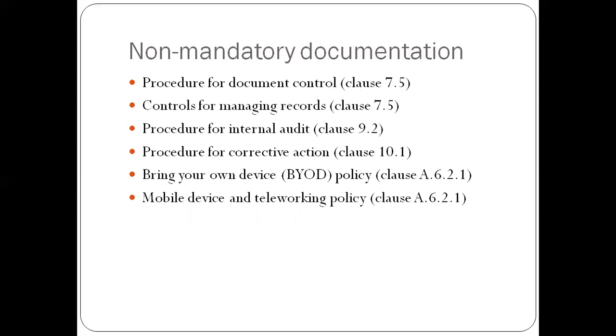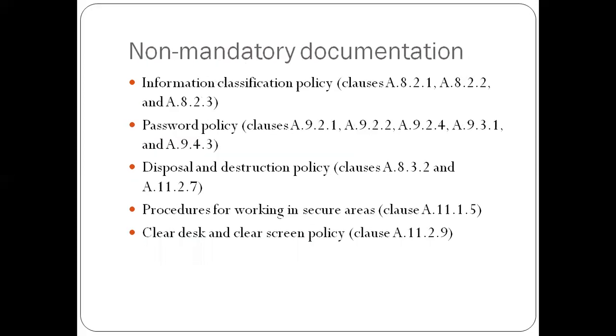But there are also some non-mandatory documents which are good to have, which will also strengthen your implementation. For example, the information classification policy, clause 8.8.2.1, clause 8.2.2, clause 8.2.3. I've said that A means Annex A. So show us evidence that information is classified according to sensitivity in the organization.